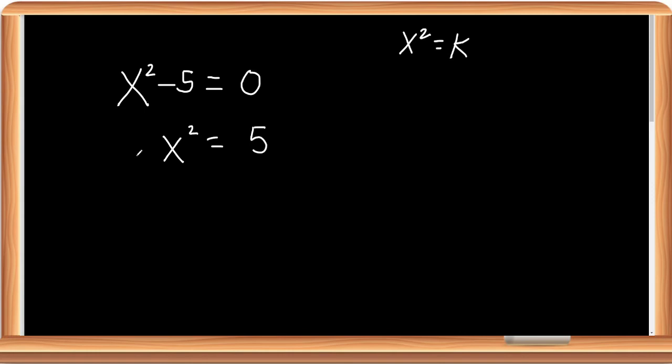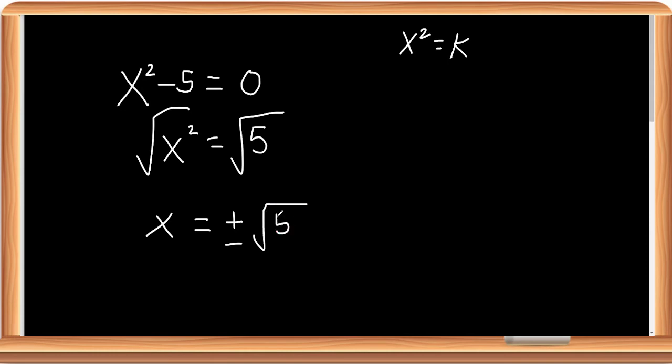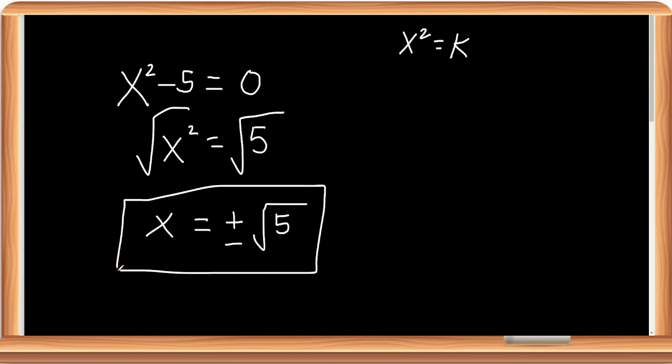Now, we're going to extract the square root. X therefore is equal to positive and negative square root of 5. Hindi mo na kailangan kunin pa yung square root ng 5. Ganyan na lang, pwede na yan. Okay? So, yan yung solution. Isang positive square root of 5 at isang negative square root of 5.